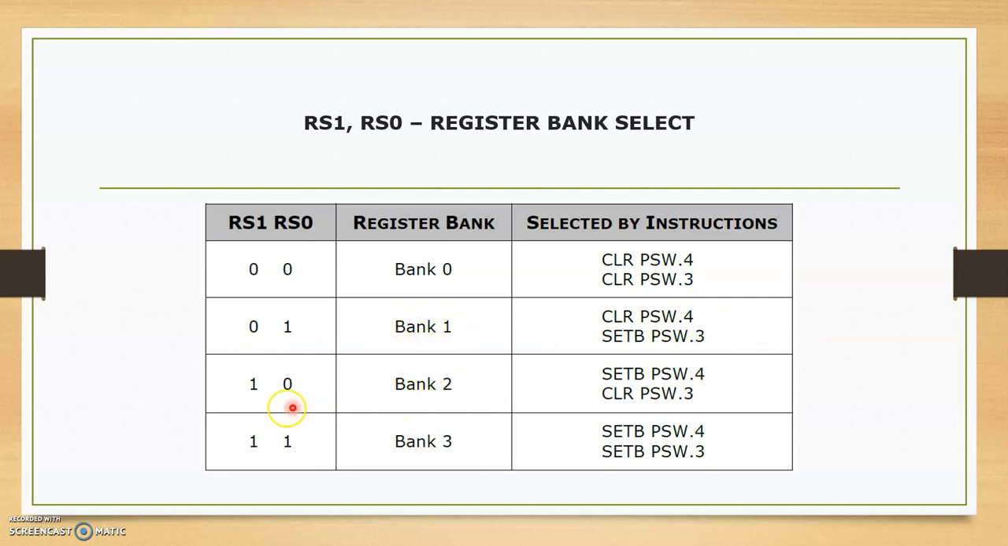Register bank 2 is 1, 0, that is RS1 is 1 and RS0 is 0. So setb PSW.4 and clr PSW.3 will select register bank 2. And to select register bank 3, both RS1 and RS0 are set. So setb PSW.4 and setb PSW.3 will select register bank 3.